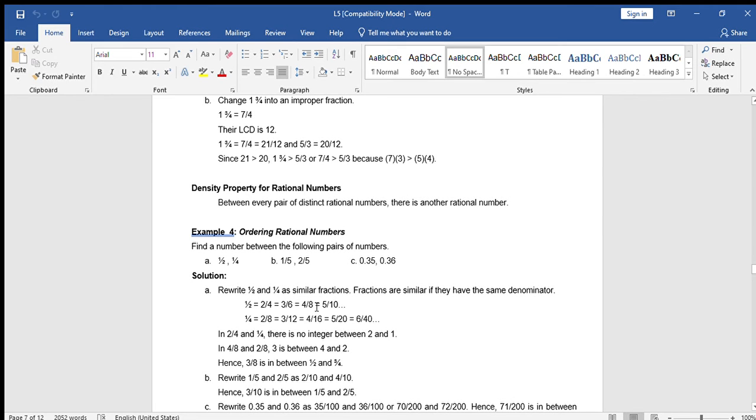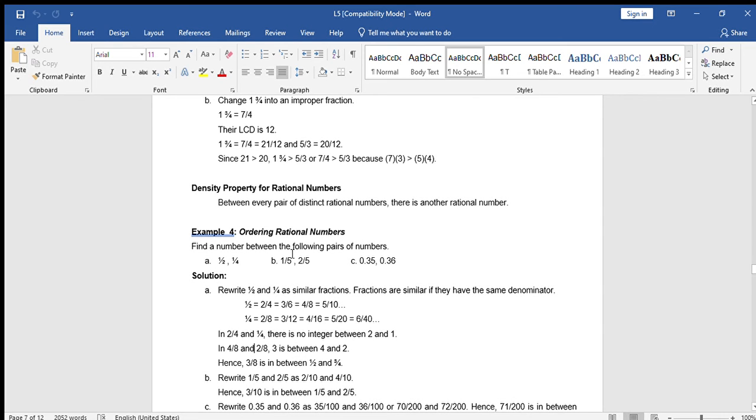Next, in 4 over 8 and 2 over 8, we can find an integer that is between 4 and 2. What number is between 4 and 2? What comes after 2? 3. So we see that 3 is between 4 and 2. Hence, 3 over 8 is in between 1/2 and 3/4. Okay? Again, 3 over 8 is in between 1/2 and 3/4.